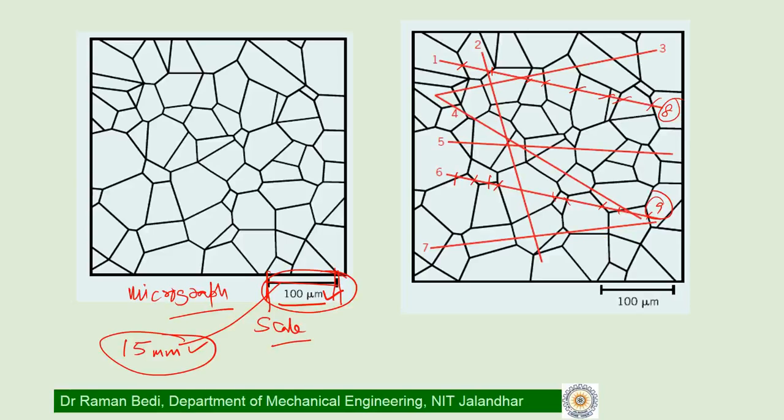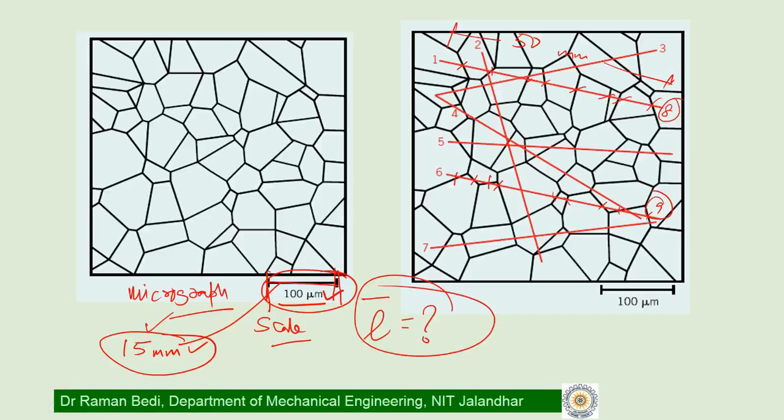So what do you do then? For all these 7 lines, you calculate the total sum of intersections. That is P. You calculate the length of each individual line. If this was 15 mm on an actual scale, this line may be, let us say, 50 mm. So 50 into 7 may be 350 millimeter, the total length. And then you calculate the value of L bar. Once the value of L bar is known to us, there are standard charts available which will tell you about the grain size we are actually referring to.